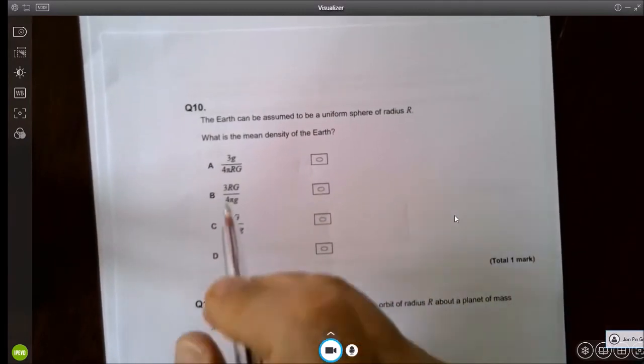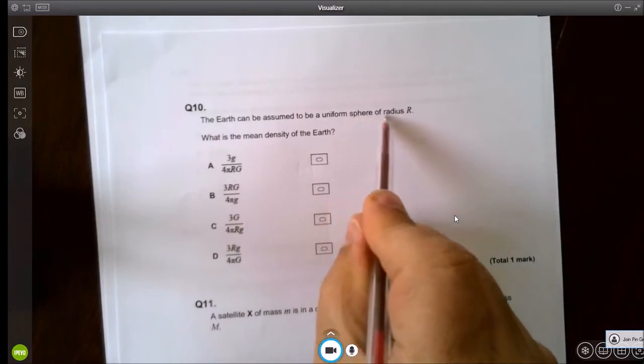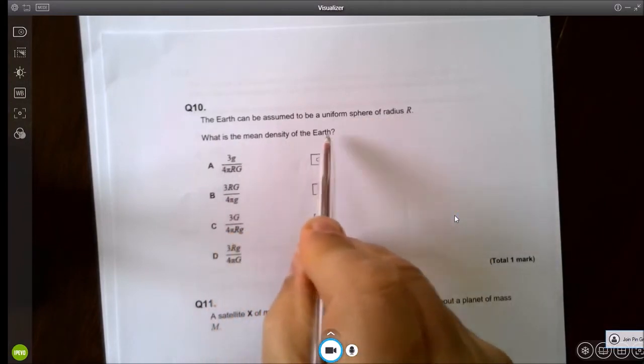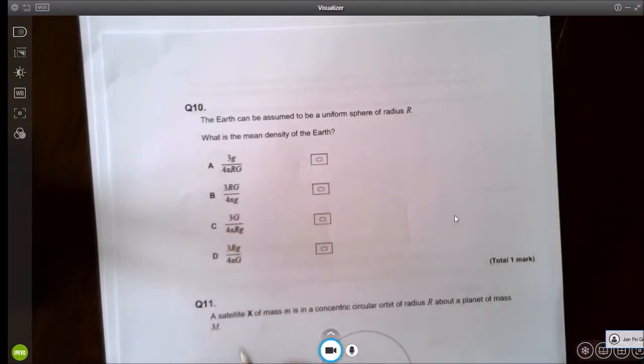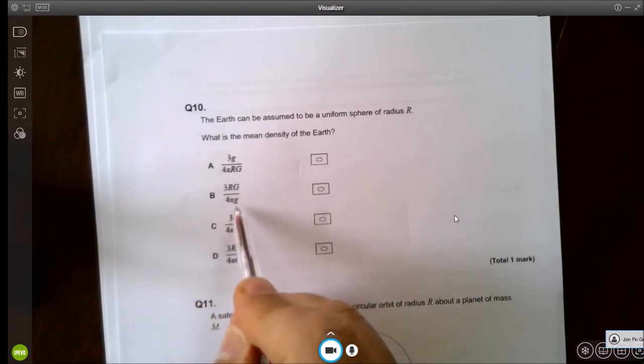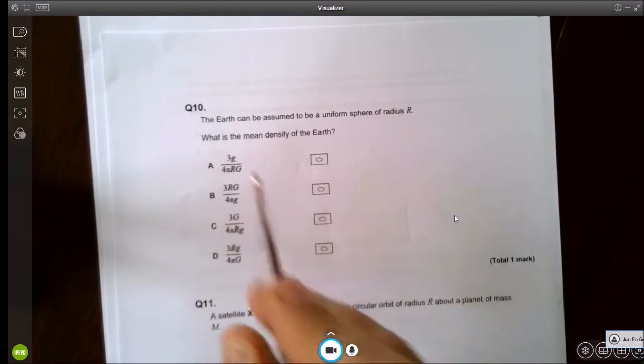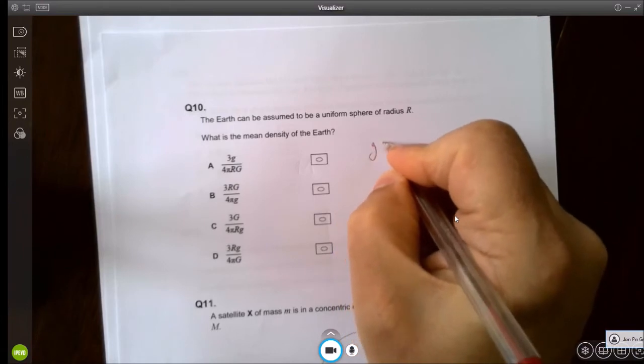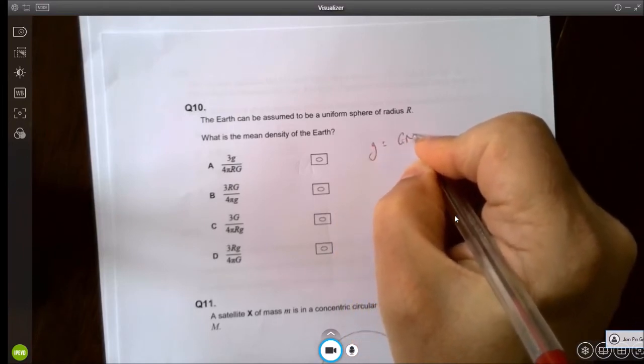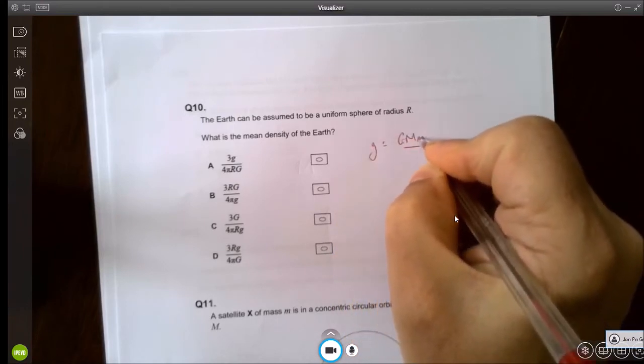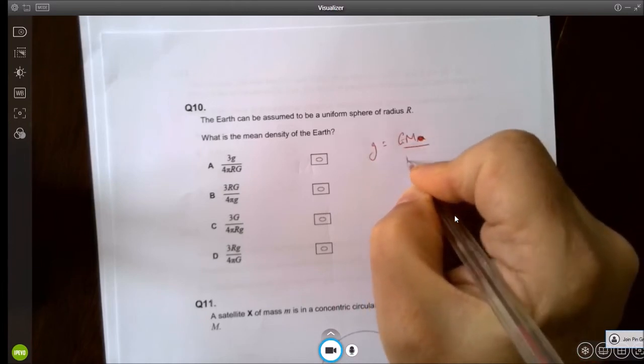Okay, question 10. The Earth can be assumed to be a uniform sphere of radius r. What is the density of the Earth? So you've got to really look at the answers and see that they've got a little g in here. So what we're looking at is g equals GM over r squared.